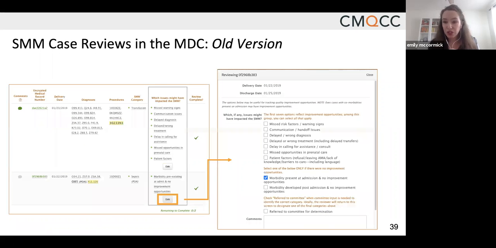So this is what the old version looked like. We would show you a list of all of your SMM cases. There would be an edit button here, and when you clicked that, this screen would pop up. So we would ask you which issues, if any, may have impacted the SMM. You could mark if the morbidity was present on admission, or if it was referred to committee.